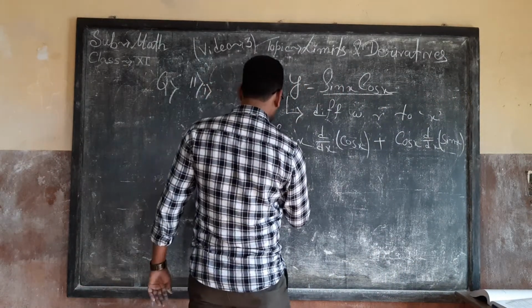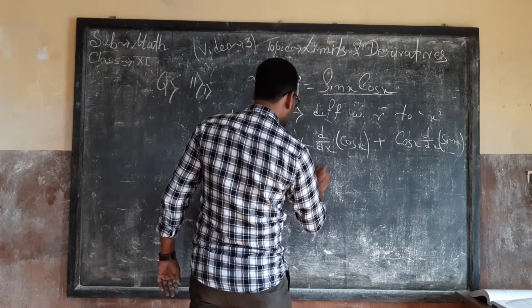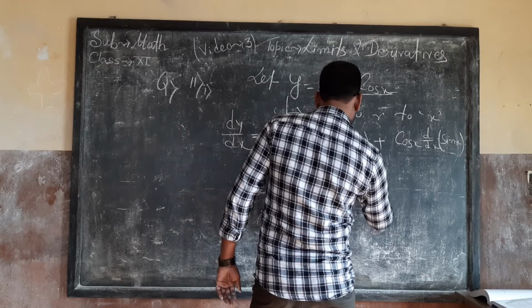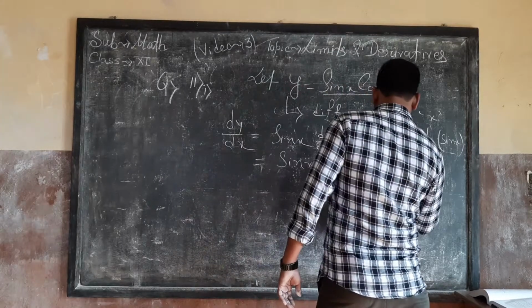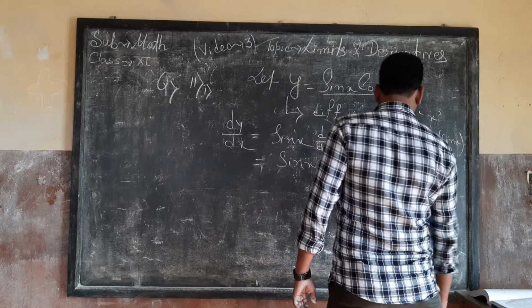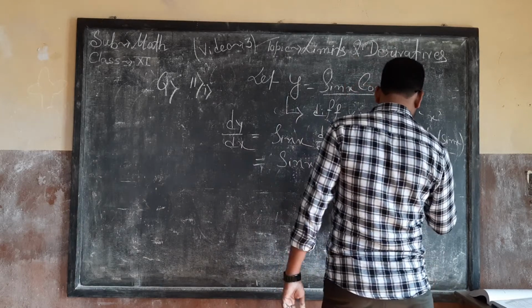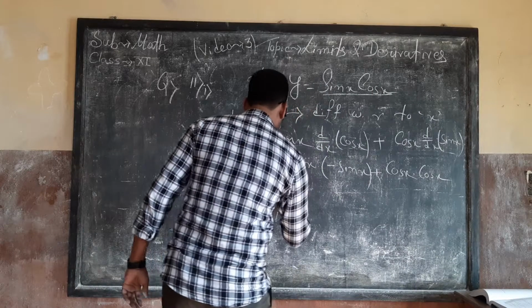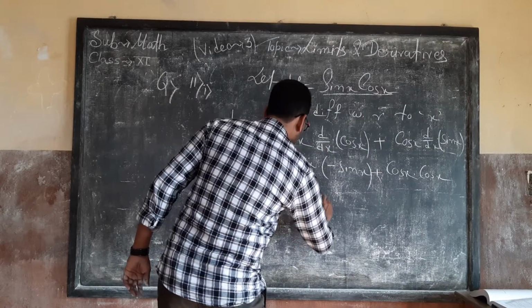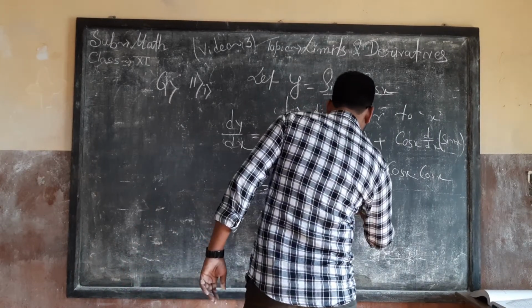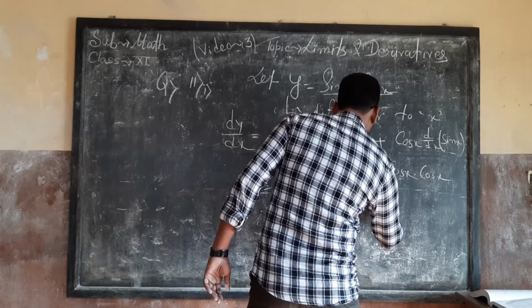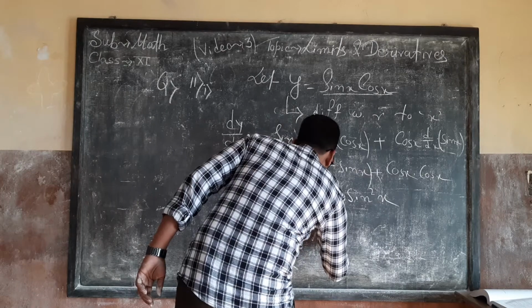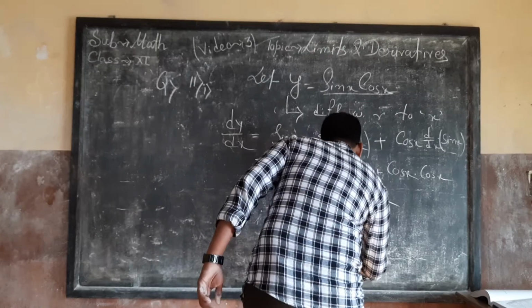So that means sin x and the derivative of cos x is minus sin x. Cos x and the derivative of sin x is equal to cos x. That means cos squared x minus sin squared x, and it is nothing but cos 2x.